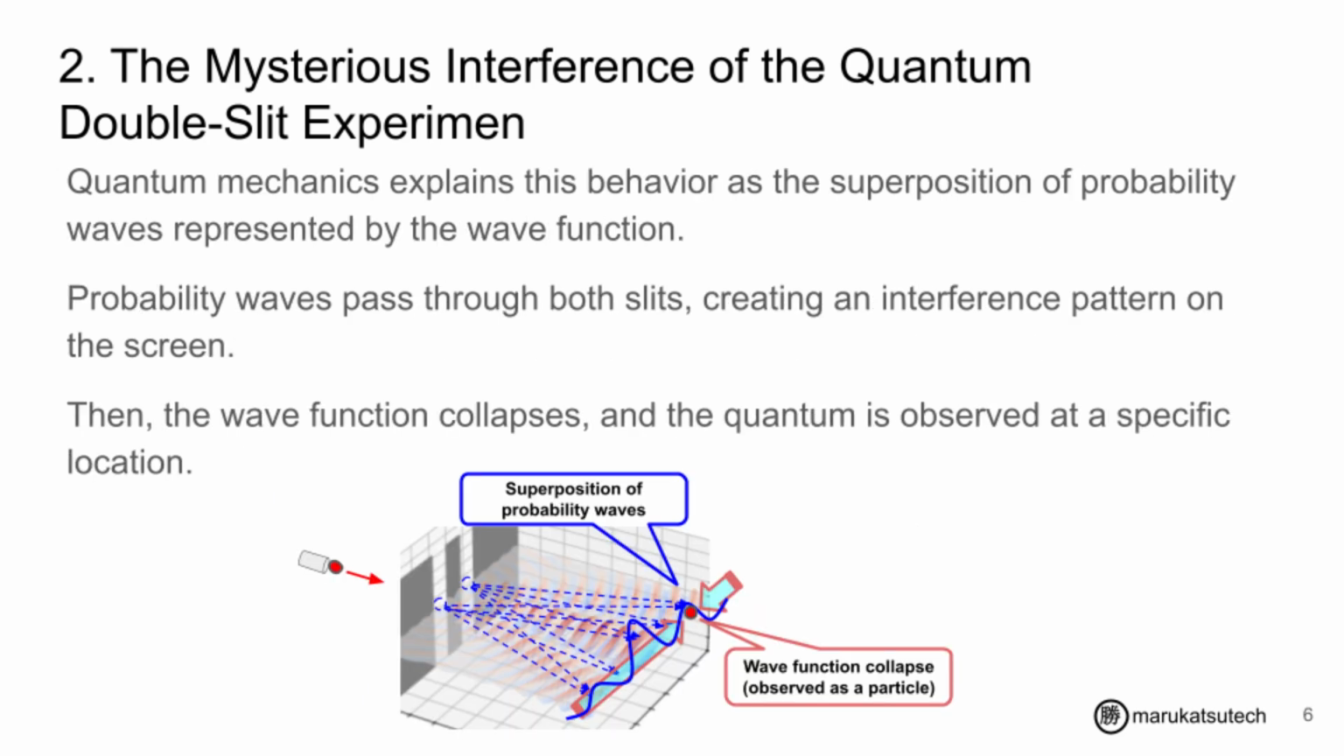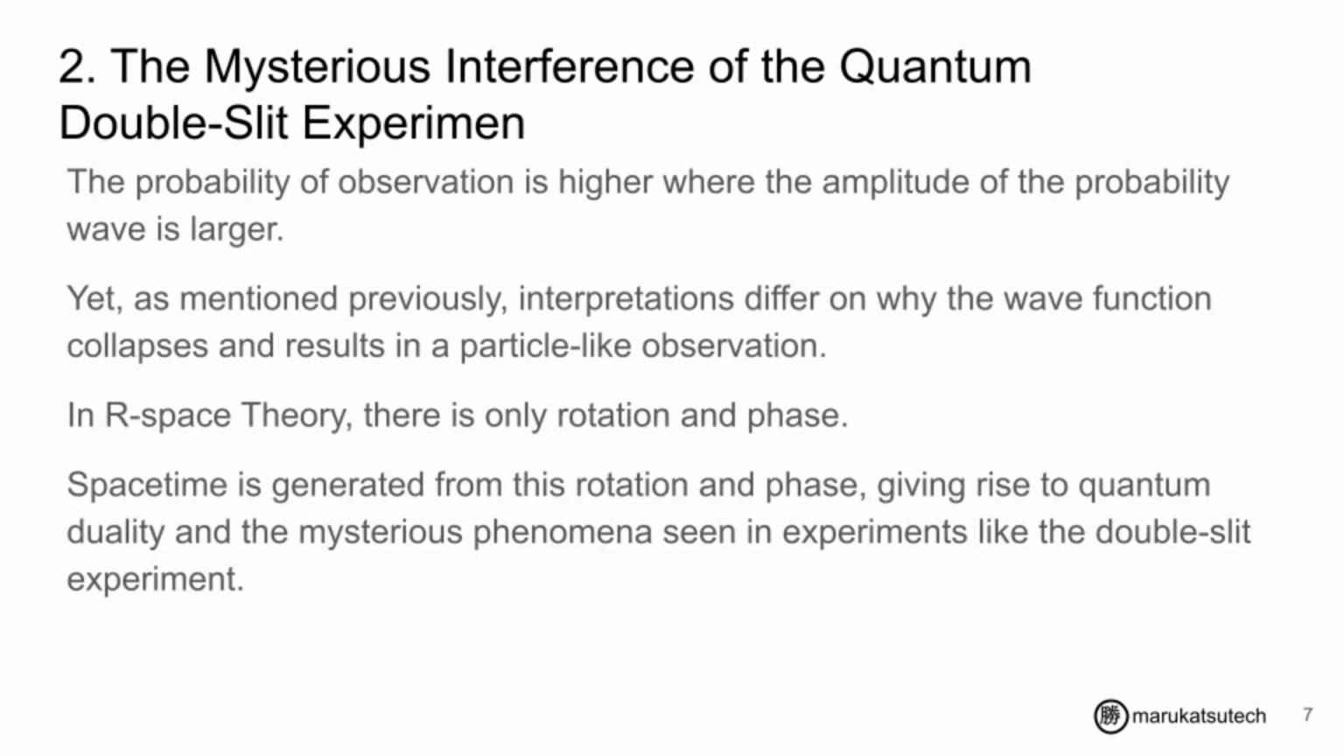Quantum mechanics explains this behavior as the superposition of probability waves represented by the wave function. Probability waves pass through both slits, creating an interference pattern on screen. Then, the wave function collapses, and the quantum is observed at a specific location. The probability of observation is higher where the amplitude of the probability wave is larger. Yet, as mentioned previously, interpretations differ on why the wave function collapses and results in a particle-like observation.